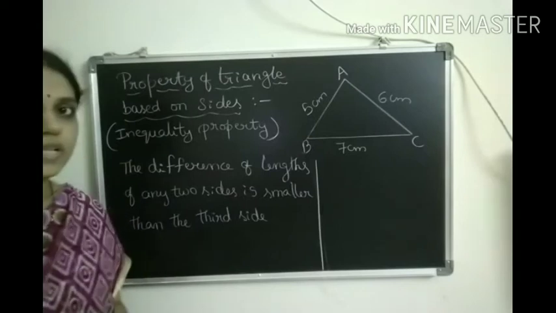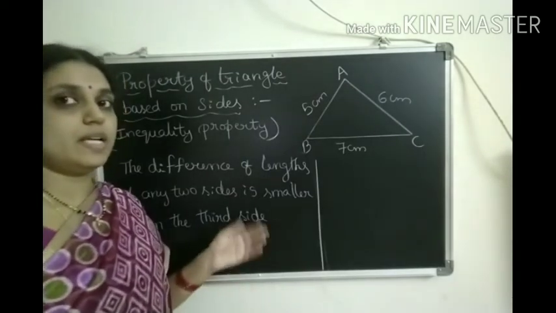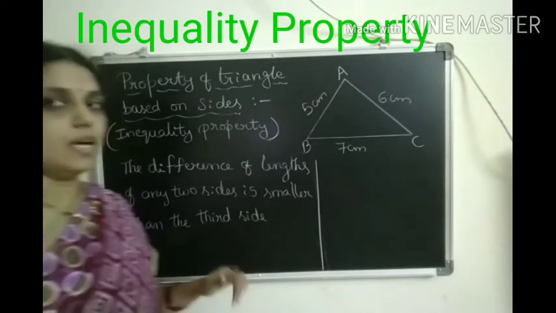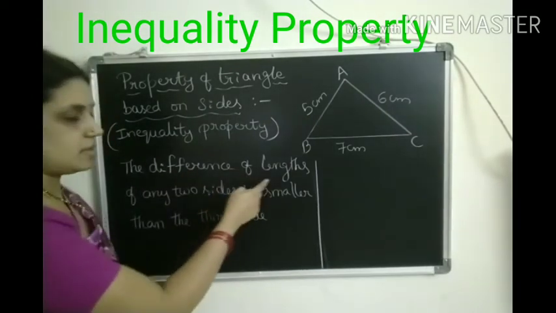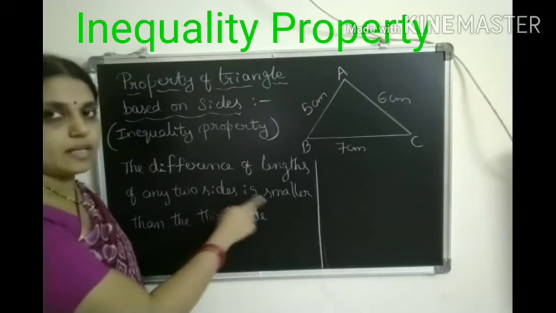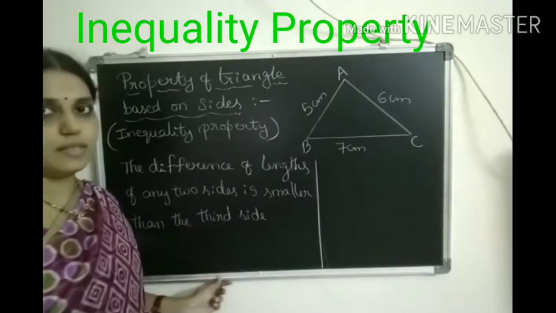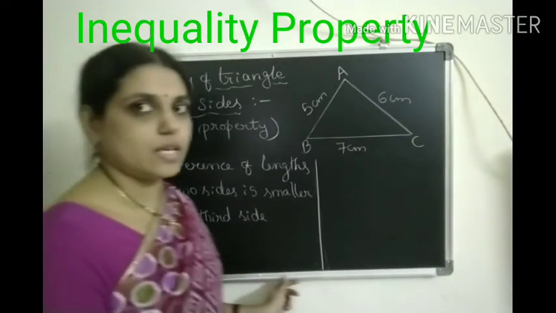Now one more inequality property, that is based on the difference of the lengths of the sides. For any triangle, the difference between the lengths of two sides is smaller than the third side. Now let us see how it is.